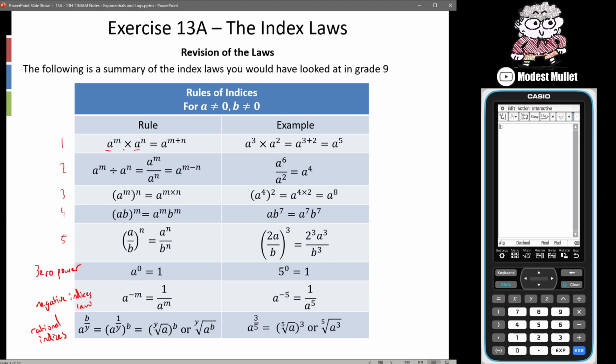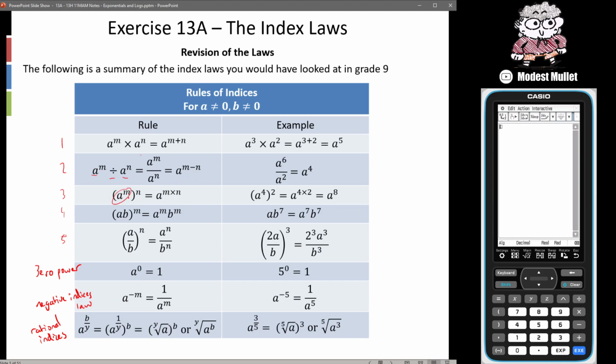But for 1 and 2, these rules only apply if they have the same base. So that's what the A and the A means. It has to have the same base. The powers can be different, and if we're multiplying these two terms together, we can add the powers. The exact same situation if the bases are the same, but we're dividing, or it's written here as a fraction as well with the same base, then we subtract the powers.